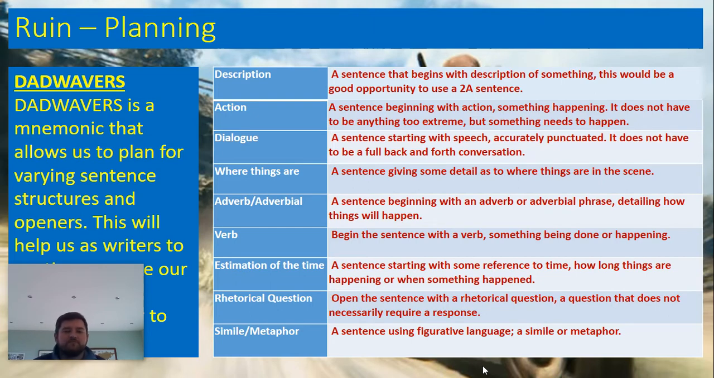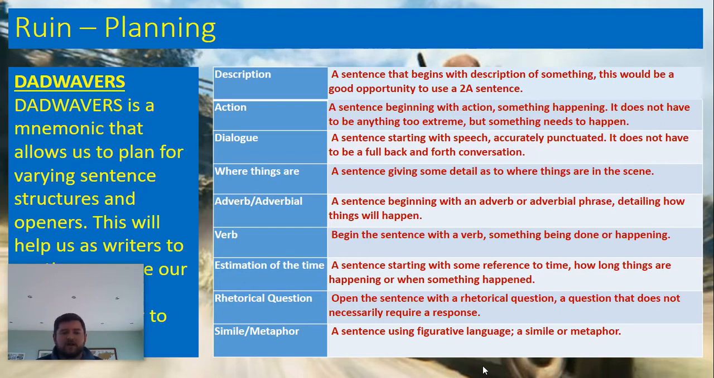So a description. This would be a sentence that begins with description, with adjectives. A great opportunity to use a two-way sentence. Action, a sentence beginning with action, something happening. It doesn't have to be anything extreme, but it just needs something taking place. Dialogue, so a sentence beginning with speech. Accurately punctuated is really important, but it does not have to be a full back and forth conversation between different people. Where things are, so a sentence giving some detail as to where things are in the scene.